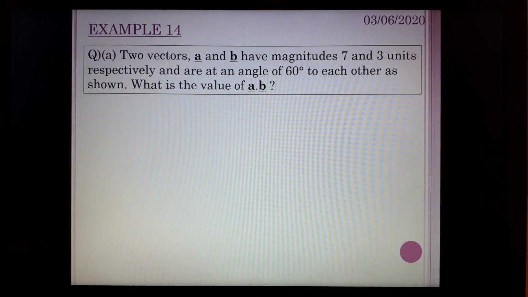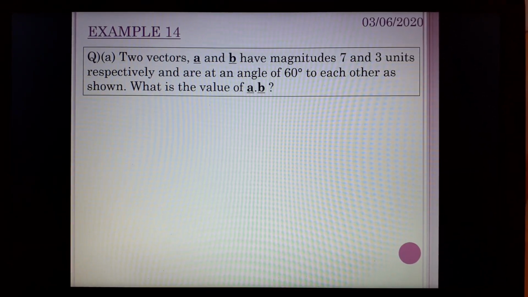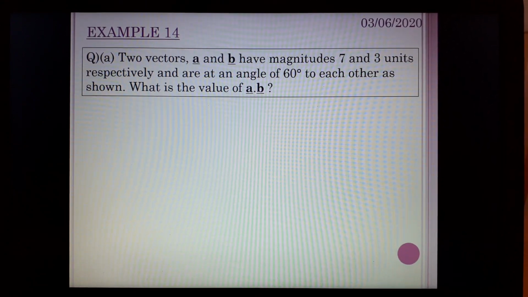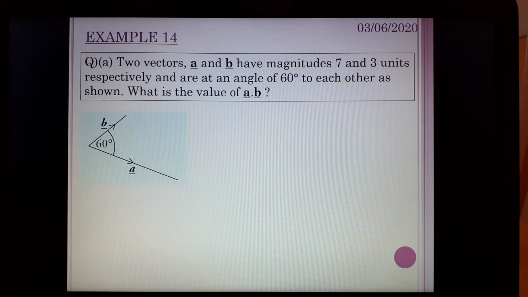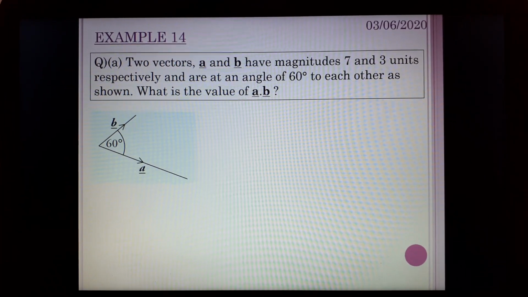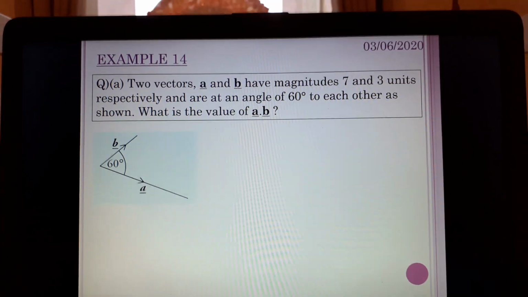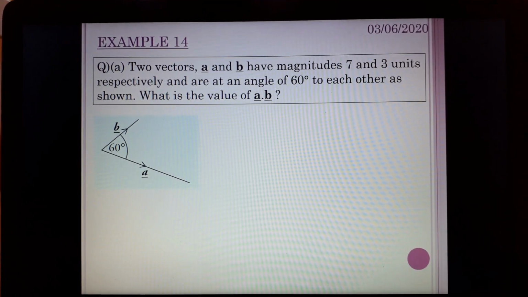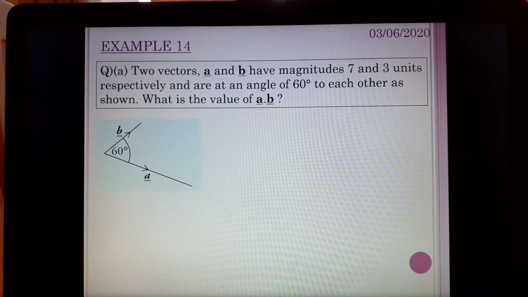Okay, let's have a look at an example then. Two vectors A and B have magnitude 7 and 3 and are at an angle of 60 degrees to each other as shown. Let's just check what the diagram looks like. I can see we've got our vector A and our vector B. I'm quite satisfied that both of those vectors are pointing away from that vertex that's marked as 60 degrees. So what is the value of A dot B?